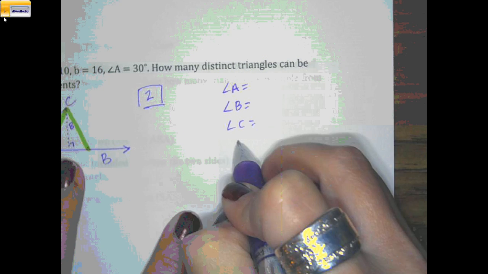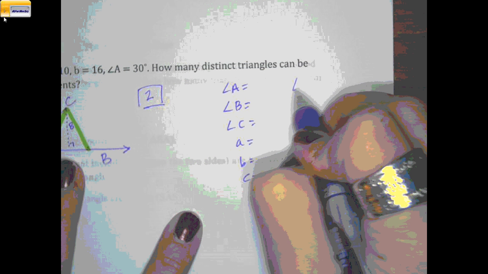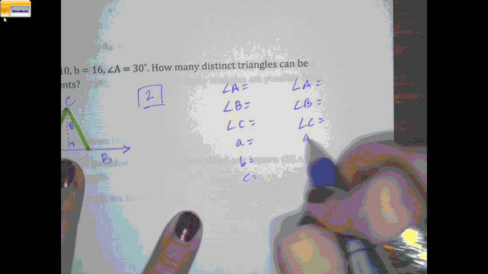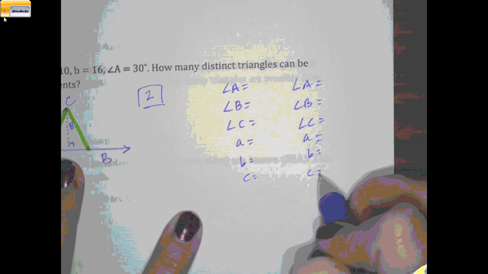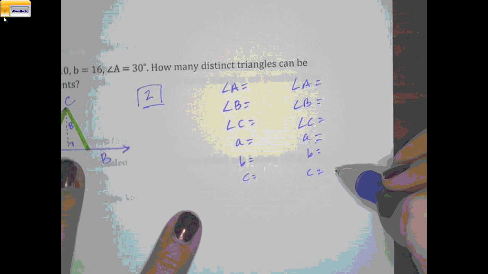It'll go angle A, angle B, angle C, side A, side B, side C, and then there'll be more blanks: angle A, angle B, angle C, A, B, C. And maybe you'll fill all of them in because you're solving for two triangles, or maybe you won't fill any in and you'll say not possible. So you're going to have to know.